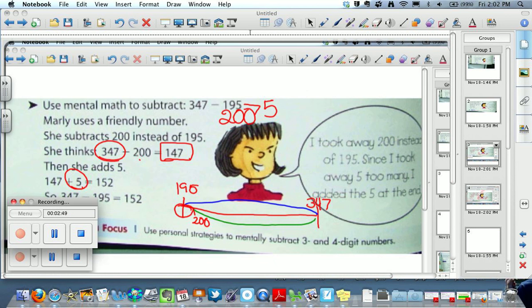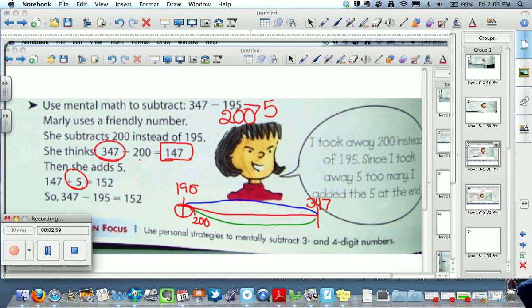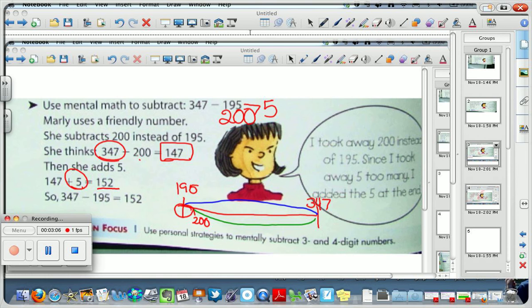Okay, so because she made the space bigger and she only went that far, she still has to put the 5 back in. So she adds 5 back in again. And so when you add 147 plus the 5, the answer becomes 152. So the answer to 347 minus 195 is 152. Does that make sense, or is that sort of confusing for many of you?